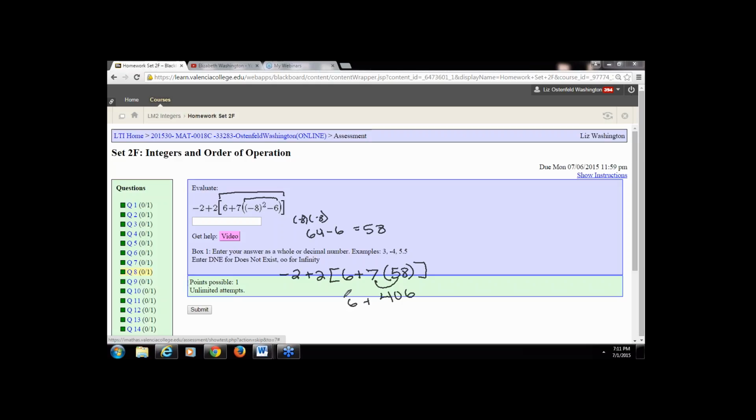I'm going to bring down the stuff I didn't use yet. I'm still working on this. So 406 plus another 6 is going to give me 412. So again, I have this negative 2 plus 2 brackets 412 brackets. What do you guys think I'm going to do next?